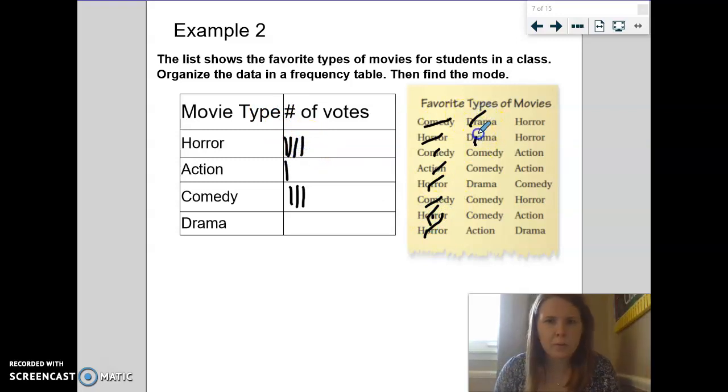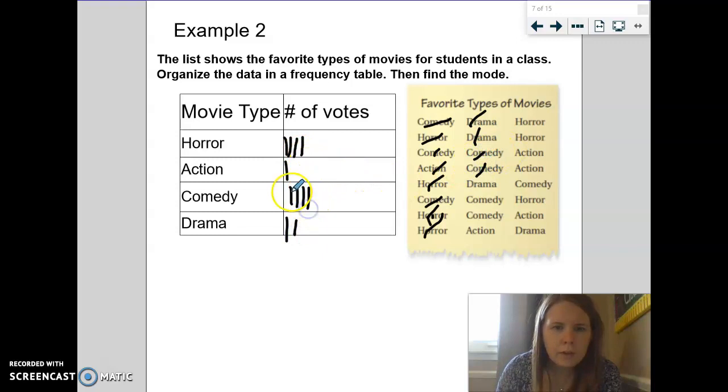Drama. Okay, so there's 2 drama in a row, so I'm going to add 2 to drama. There's 2 comedy in a row, so 2 more to comedy. Drama. 2 comedy in a row.